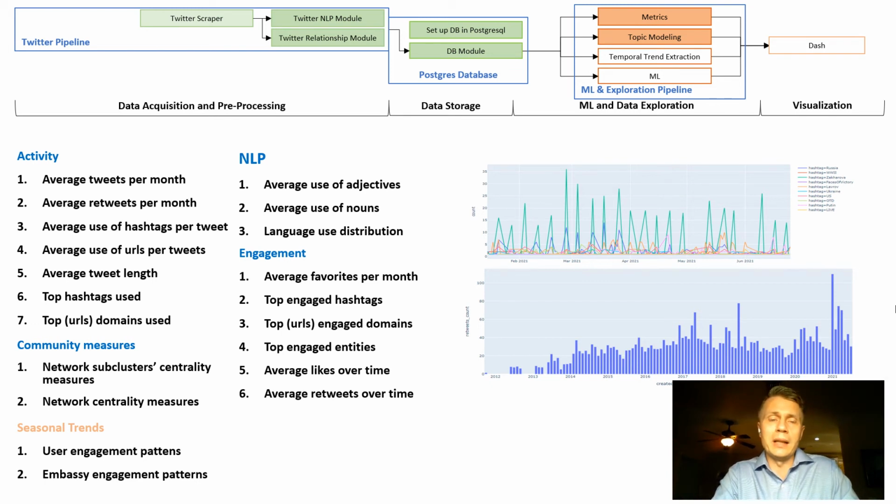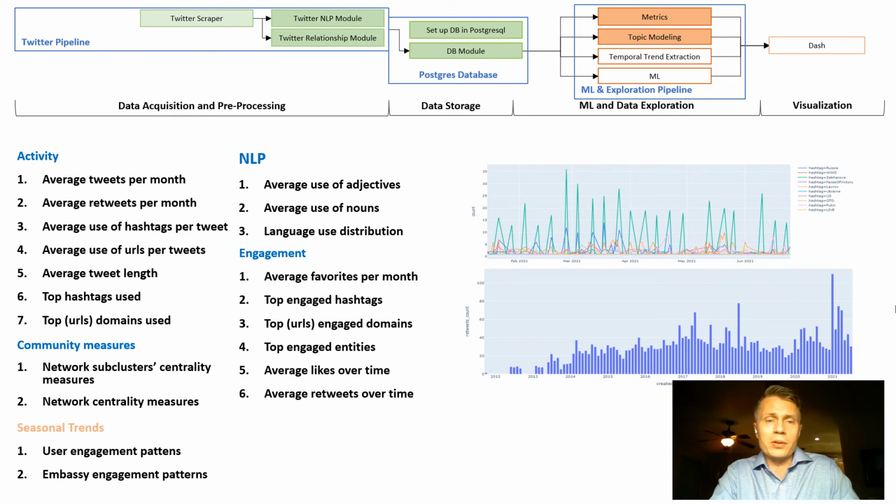We're looking at language distribution, so how much does an embassy use the native language compared to English or something else. And we also wanted to see the average length of a tweet, just how much they try to communicate in their messages. We're also looking at the communities that these embassies interact with.